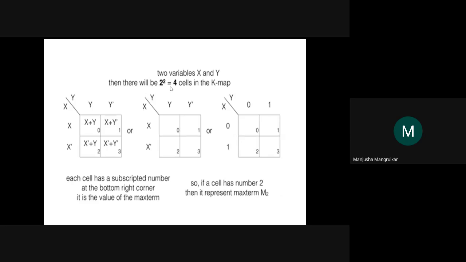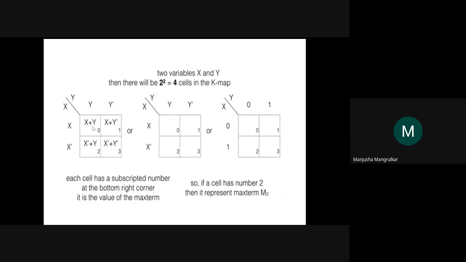This is a two variable cell, right? X and y, only two variables. So how many cells have to be there in the K map? It is 4 cells, right? So we denote the corners 0, 1, 2, 3, right? So now this is x y, x complement y. So we'll write here 0, 0, 0, 1, 1.